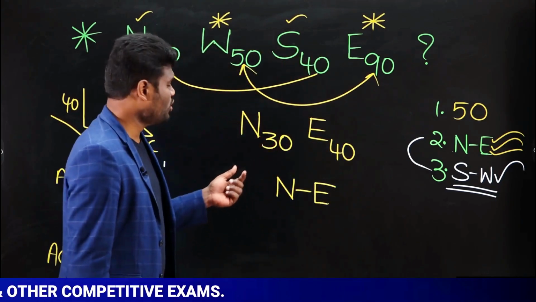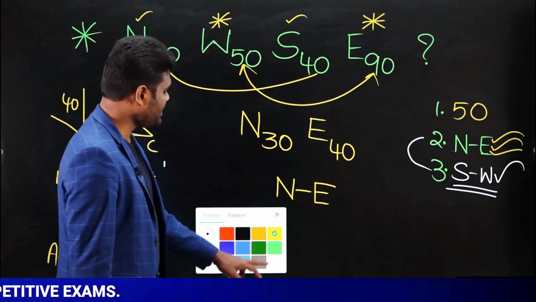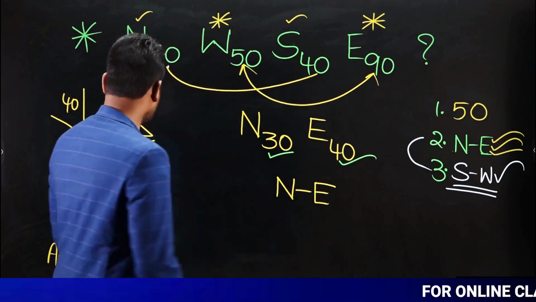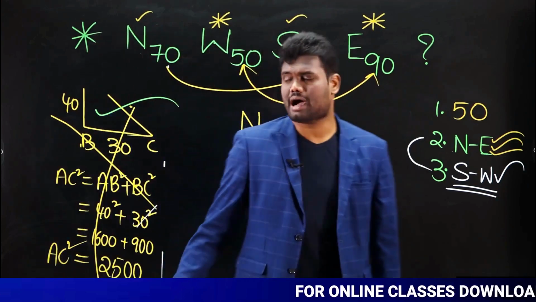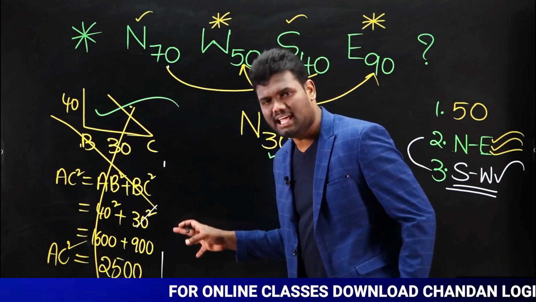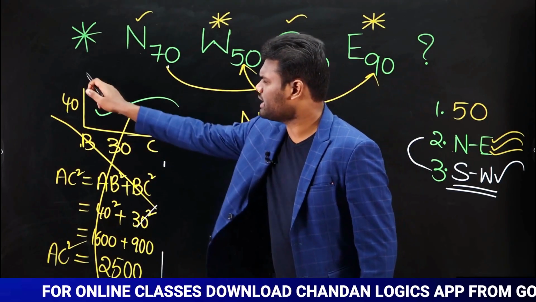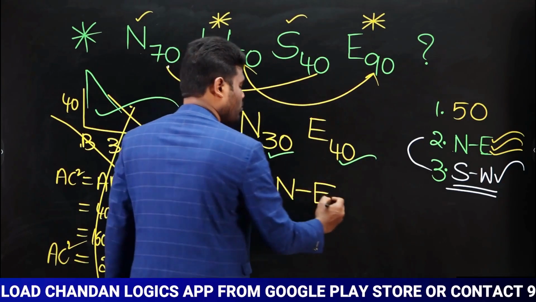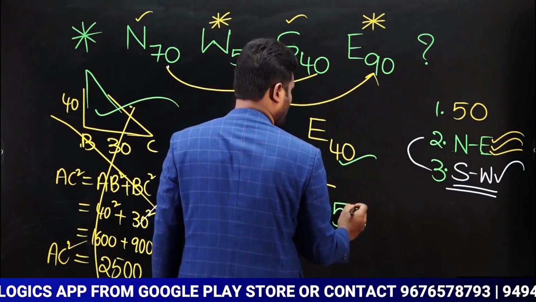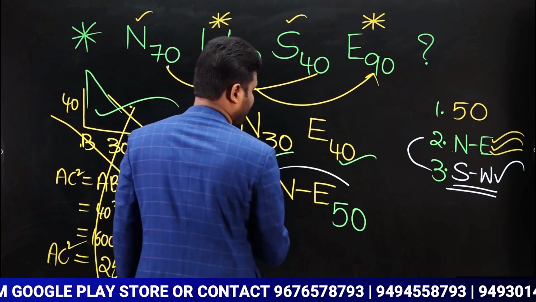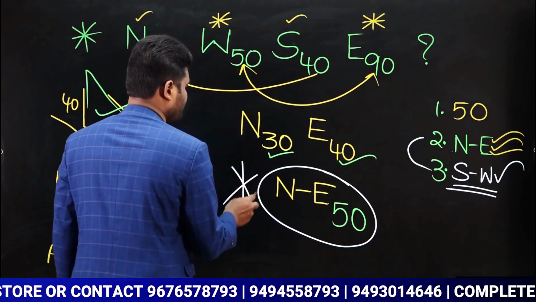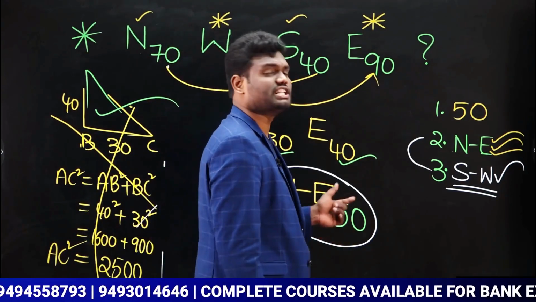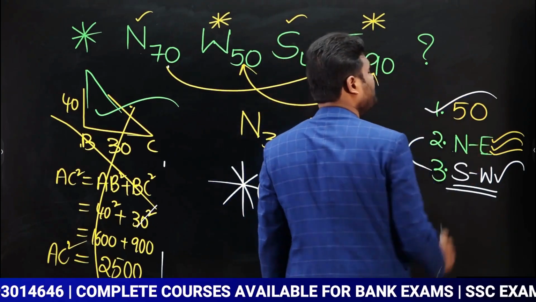So to calculate the distance for this 30 and 40, you need to apply the Pythagoras theorem. Apply the Pythagoras theorem for 30, 40 and calculate. Once you calculate, we are going to get the answer as 50. So we can say the final answer is northeast 50. What is the meaning of this? The distance between the starting point and ending point is 50 meters.